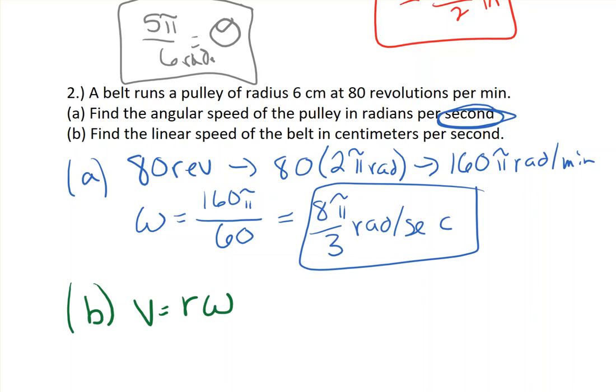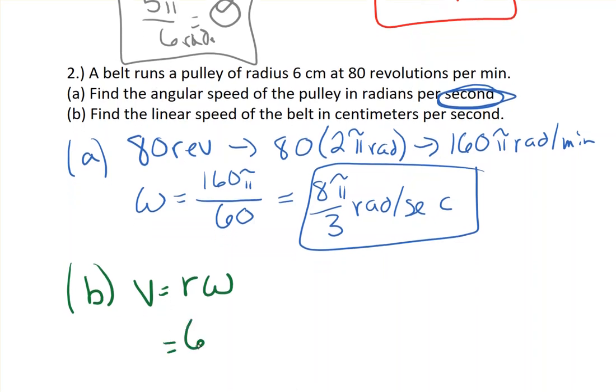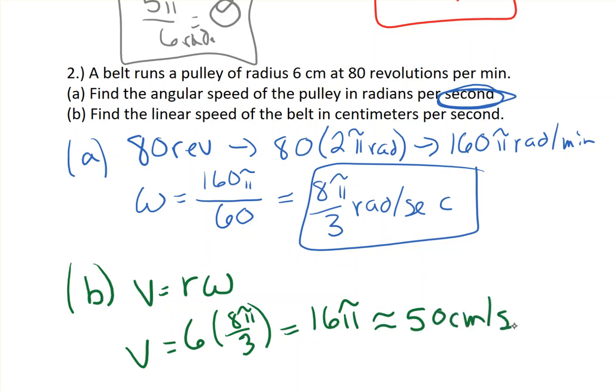Part B is asking for the linear speed of the belt in centimeters. So if I know that the radius is 6 and I know that the angular speed is 8 pi over 3, all I have to do is plug that in there. And what we're going to end up getting is about 16 pi, which is approximately 50 centimeters, and that's per second.